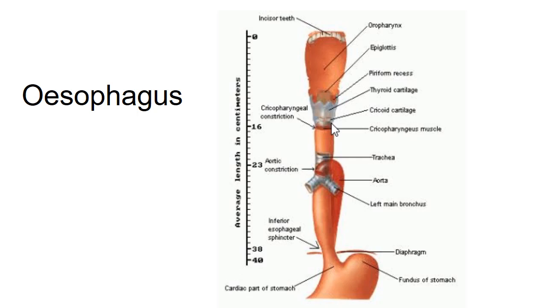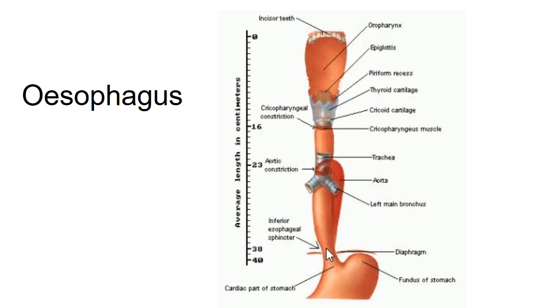At this point, it is continuous with the lower end of the pharynx. It then descends in front of the vertebral column through the superior and posterior parts of the mediastinum. Unlike the trachea, which is a content of the superior mediastinum only, the esophagus begins at the lower part of the neck, passes through the superior mediastinum, and descends in the posterior mediastinum.